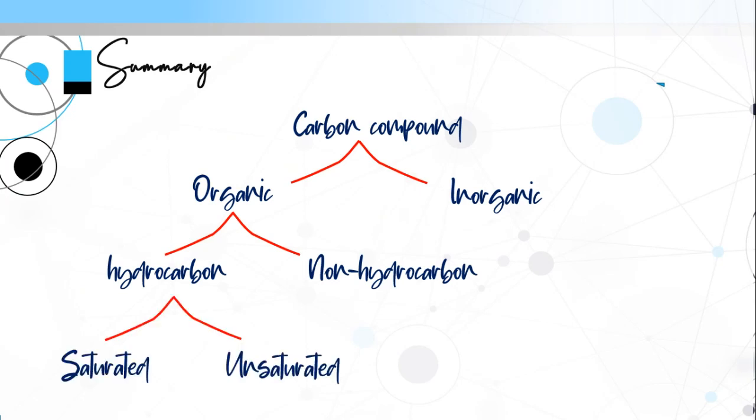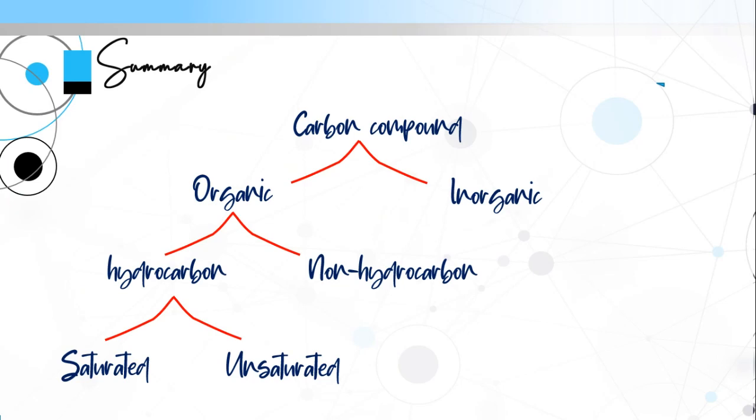Hydrocarbon can further be divided into saturated and unsaturated. Saturated refers to carbon-carbon bonded with single covalent bonds, so only carbon-carbon single bonds are present in the compound. If at least one multiple bond, either a carbon-carbon double bond or carbon-carbon triple bond, is present in the compound, then the compound is considered unsaturated.